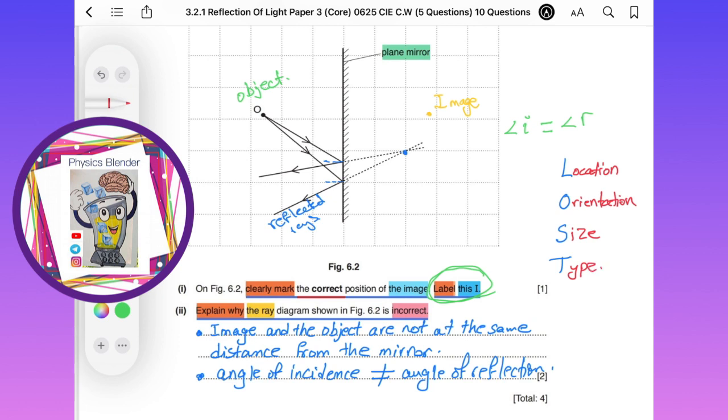Okay, location, which means where the image is located, behind the mirror, at a certain distance, what is the location of the formed image. Orientation, as in our case here in the plane mirror, it is laterally inverted, so location at equal distance.